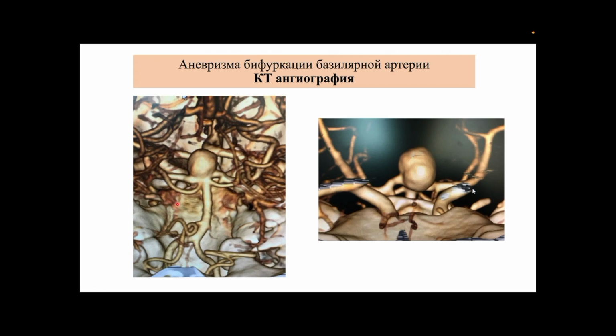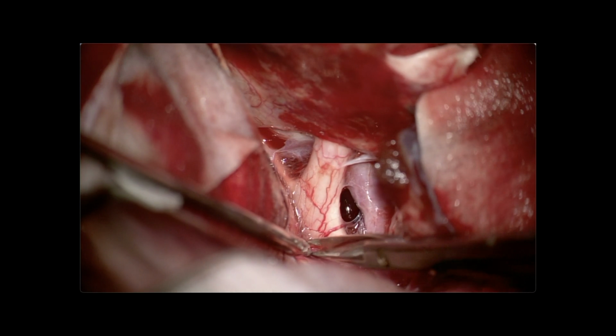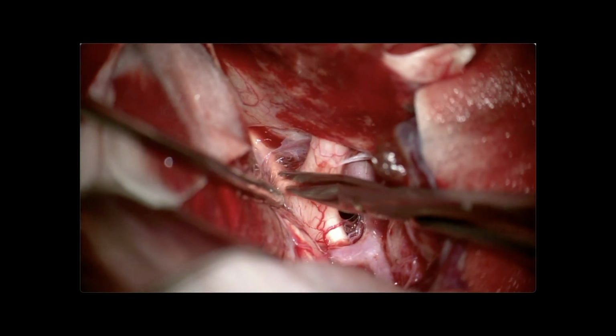CT angiogram shows a large basilar bifurcation aneurysm with a wide neck. Both P1 segments are in the neck of this large aneurysm. We perform a modified orbitozygomatic craniotomy. Here is an intraoperative view.